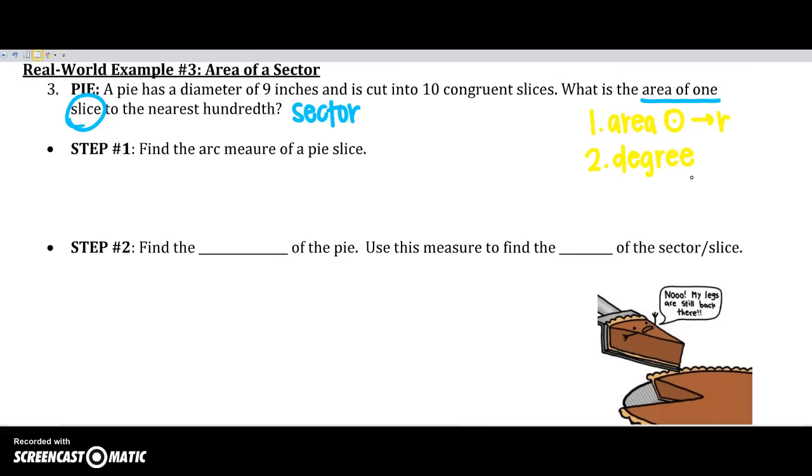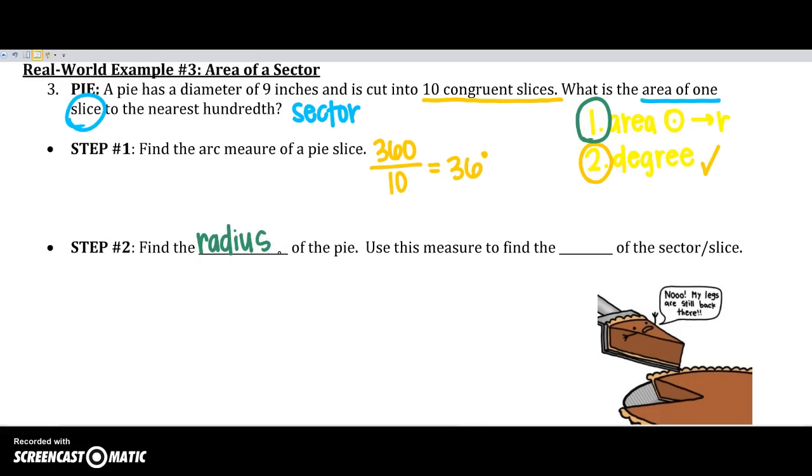So find the arc measure of the slice of pie. So we need to find our degree. So since it's cut into 10 congruent slices, I'm going to say my whole circle divided by 10 congruent slices means that each piece of pie is 36 degrees. All right, so I have my degrees. Now I need to make sure I find my radius, because the radius will allow us to find our area.